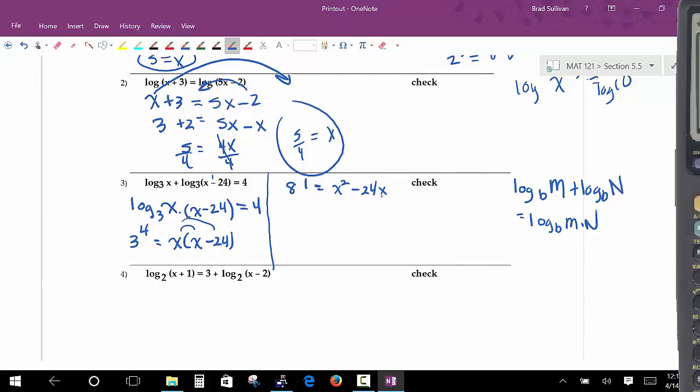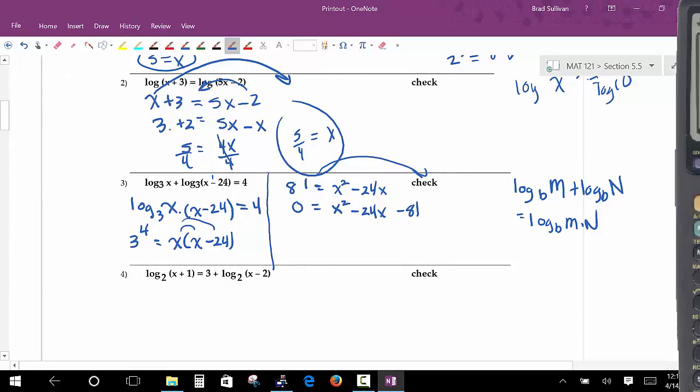Got to get one side to 0, and then hopefully we can factor this, right? Okay, so let's do that. So go ahead and just move the 81 over like that. So you got one side equals 0. So you have x squared minus 24x minus 81 like that then. All right, so we're going to try to factor that if we can.